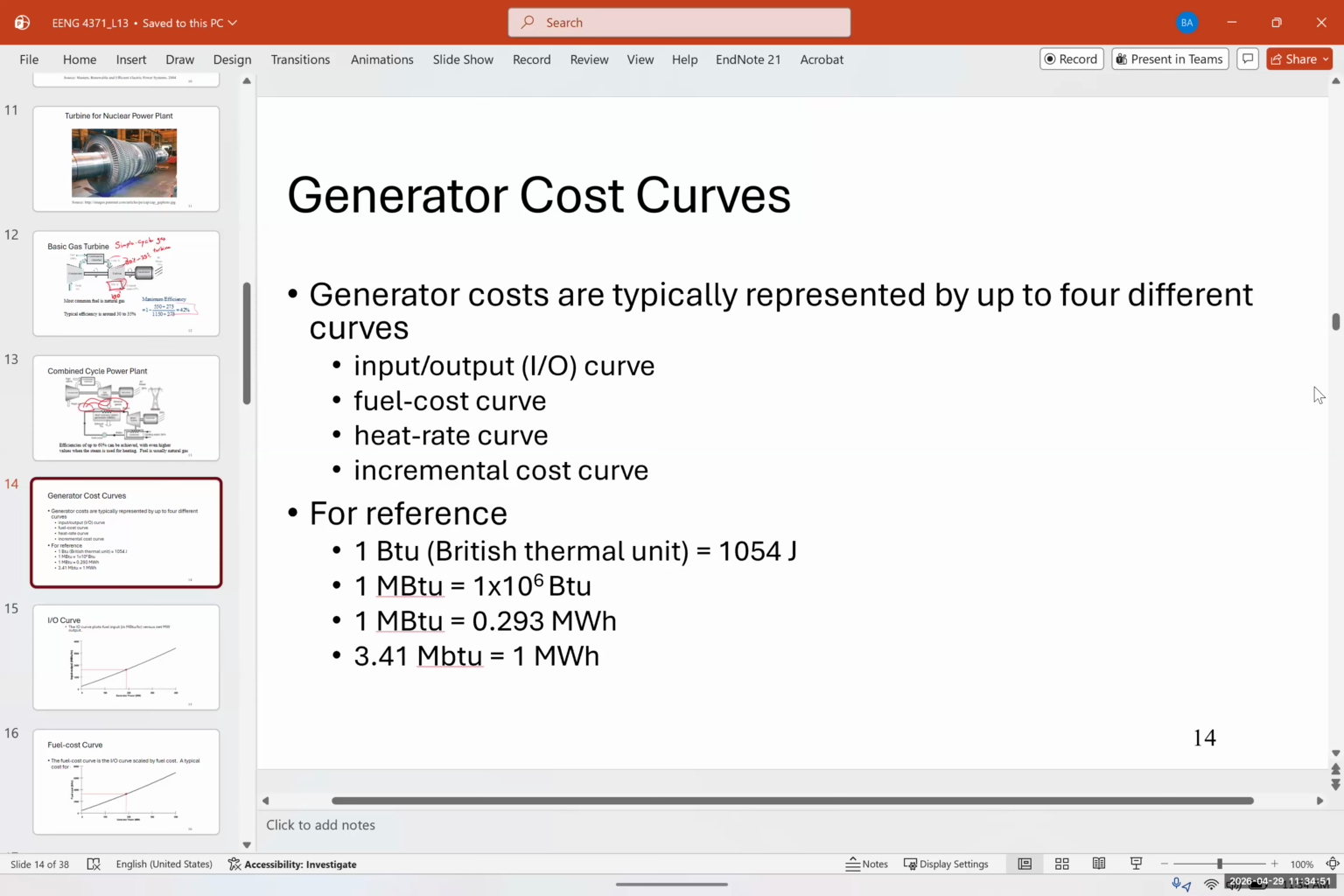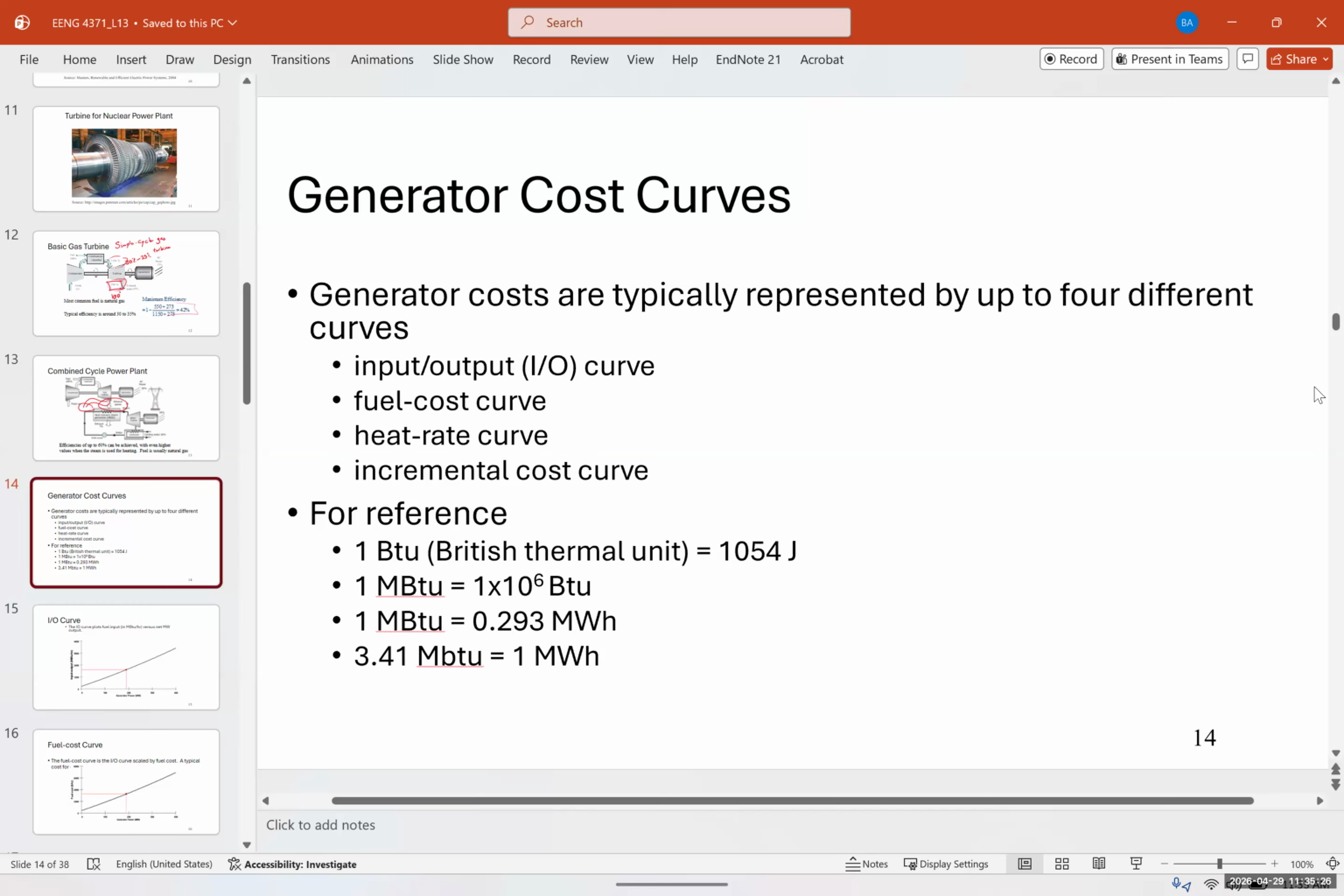Now, generator cost curves. So in this section, we get into the heart of economic dispatch, the cost models for generators. The generator costs are typically represented using up to 4 different curves, and we will walk through each of them.